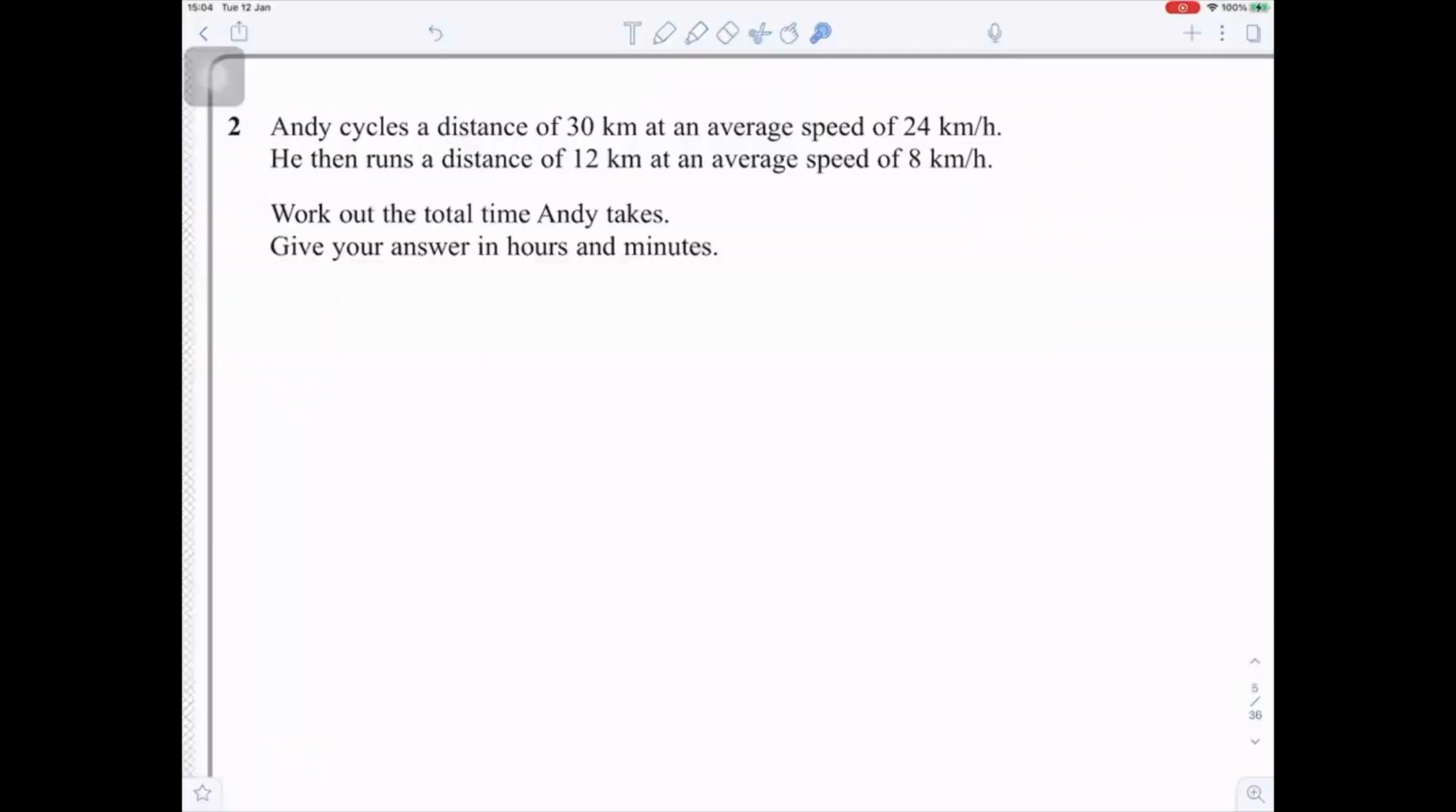Question number 2. Andy cycles a distance of 30 kilometers at an average speed of 24 kilometers per hour. He runs a distance of 12 kilometers at an average speed of 8 kilometers per hour. Work out the total time Andy takes. Give your answer in hours and minutes.